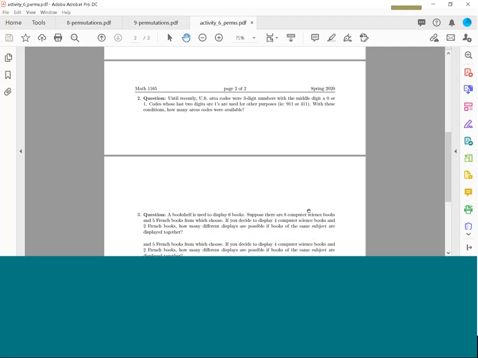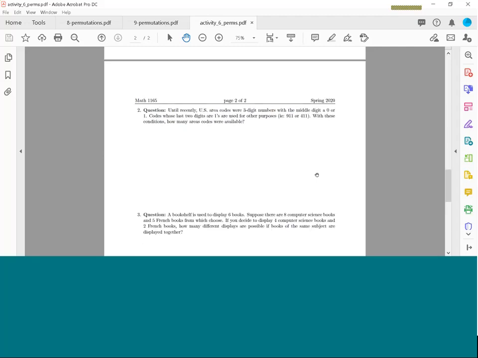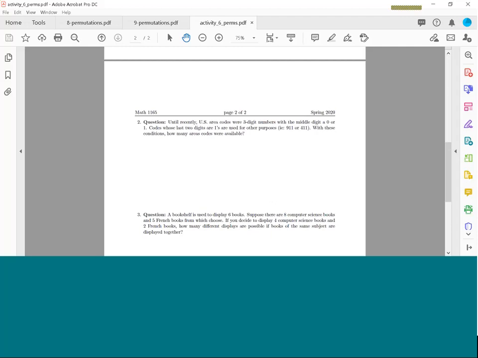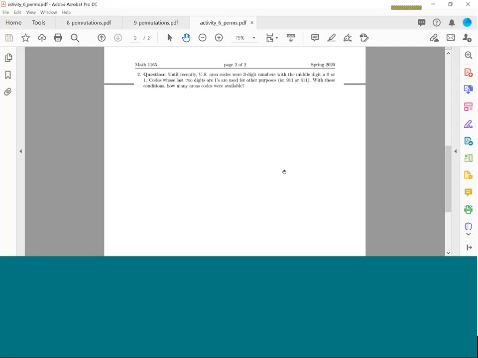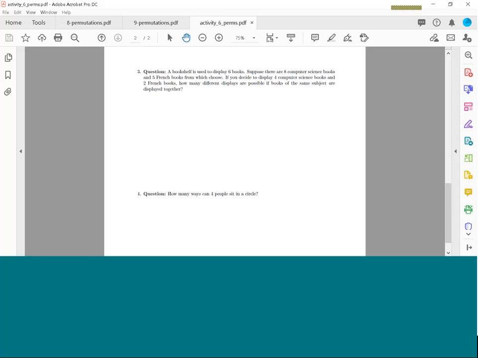On the second page, you've got 3 questions. The first one deals with area codes of phones. The second one deals with putting books on a bookshelf. And the third one deals with people sitting in a circle. If you want to, feel free of thinking about this as people sitting around a round table. That's what it's often described as. Or various ways you can think of people being in a circle for whatever reason. Okay?